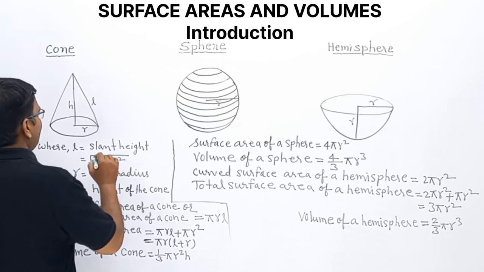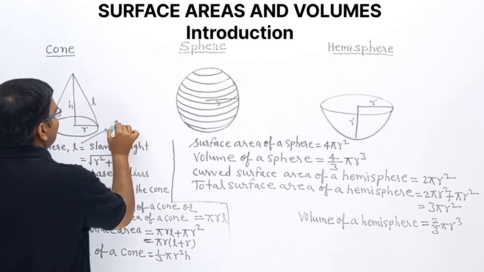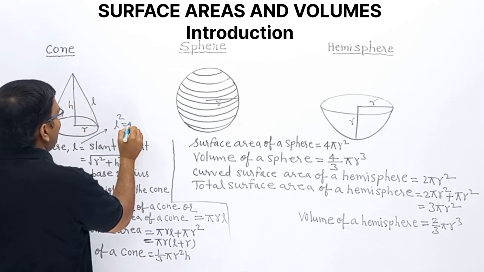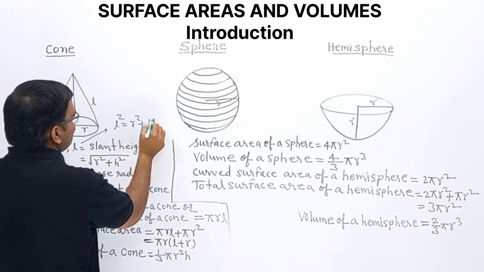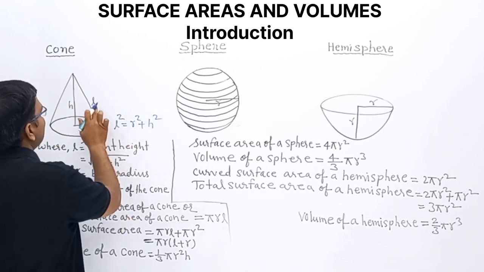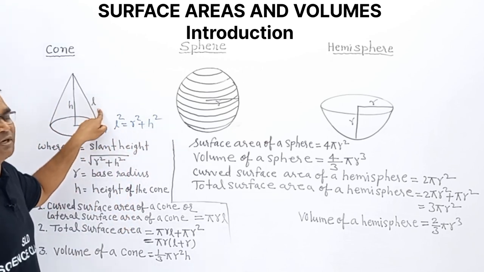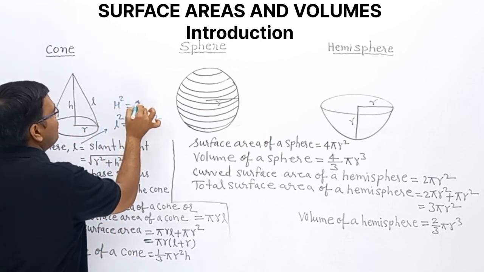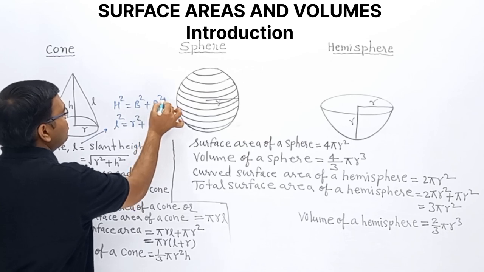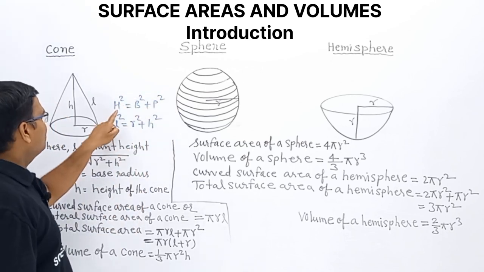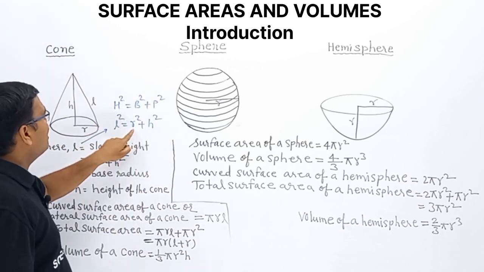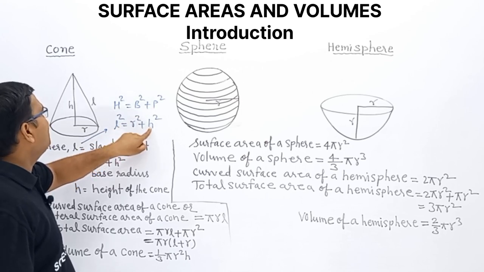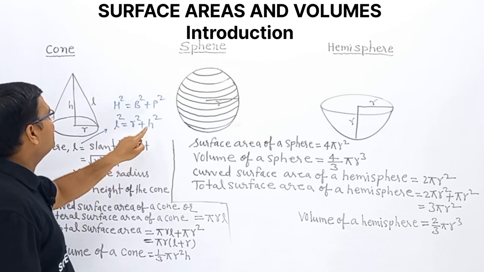So, we can say L square. How are we getting L square? From this triangle, L square equals r square plus h square. L is the slant height, so L square is the hypotenuse square. Hypotenuse square is equal to base square plus perpendicular square. This is the Pythagoras theorem. So, here the hypotenuse is L, base is r, and P is what? Height. Perpendicular is the height.